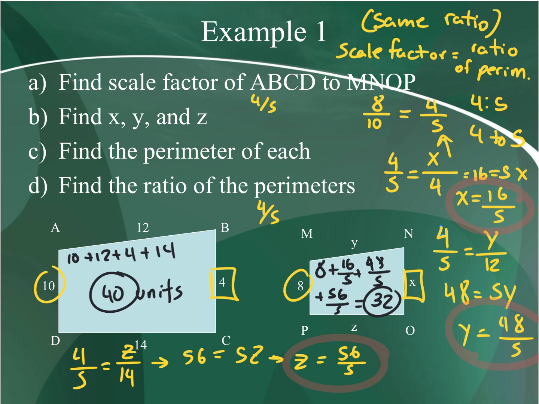But that's how we found the scale factor 4 to 5. That's how we found x, y, and z. For the perimeter, we added all of the sides. And then we found the ratio of the perimeter, which is the exact same as the scale factor. Even if we do 32 over 40 for up here, we're going to get 4 over 5 when we simplify. So it's going to be the same.